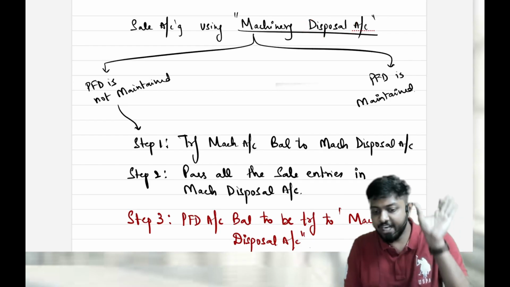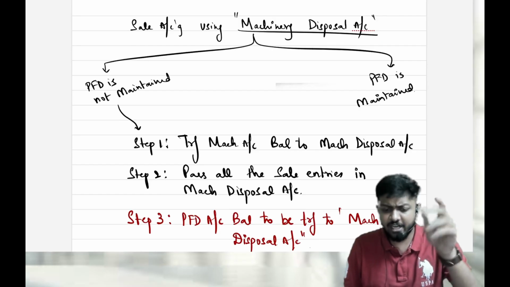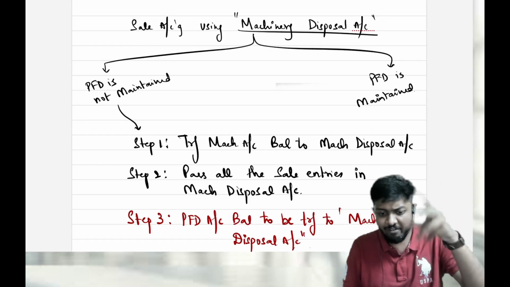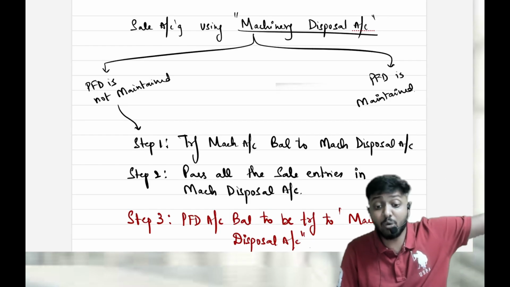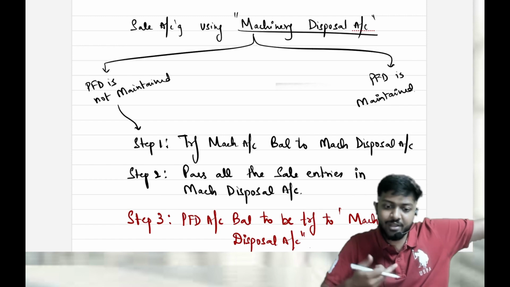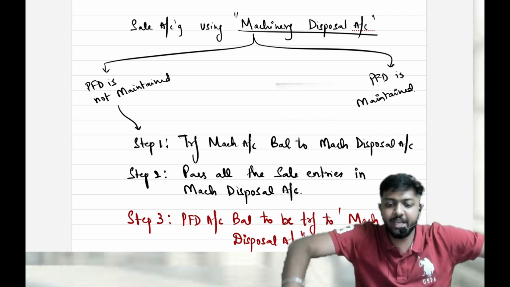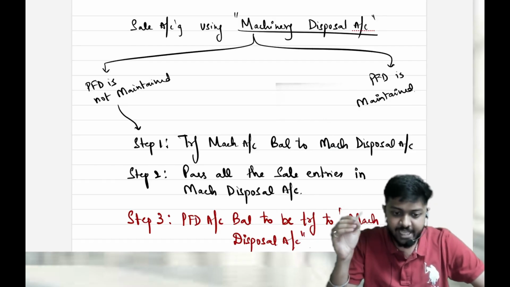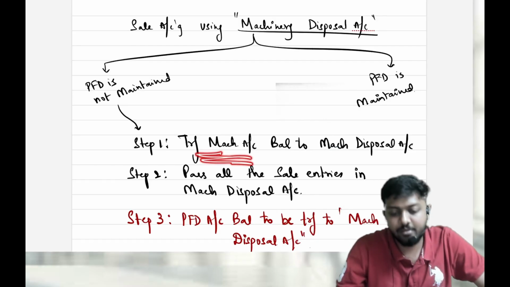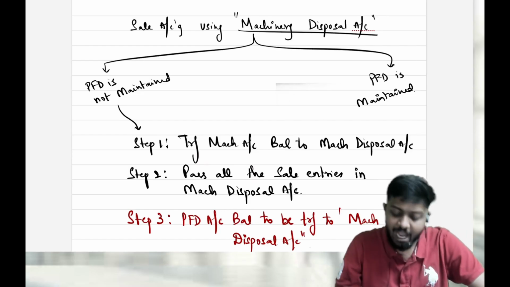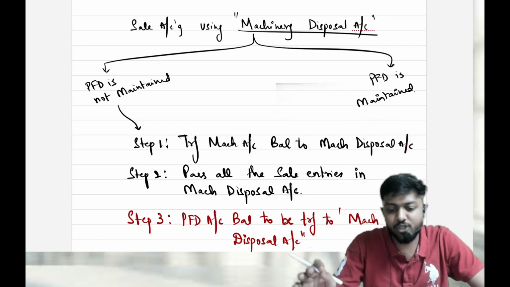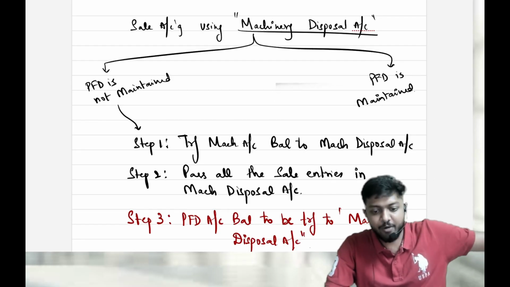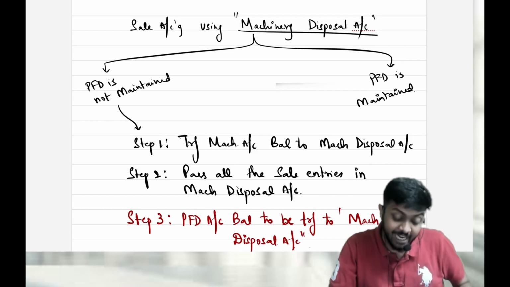Now we are opening one machinery disposal account. Right now, the cost of the machinery, the relevant information of the machinery, is there in the machinery account, the asset account. But we are doing sale entries in the machinery disposal account. So whatever balance is there in the machinery account with respect to this asset, I will transfer to the machinery disposal account. Whatever information is there in the machinery account with respect to the selling asset, I'll transfer it to machinery disposal.